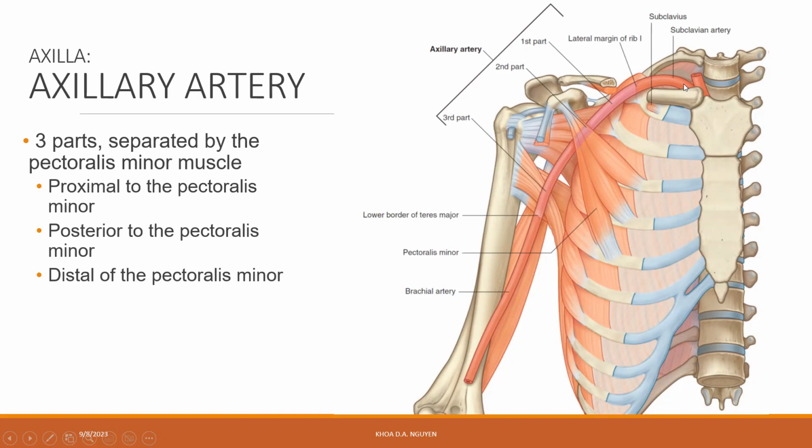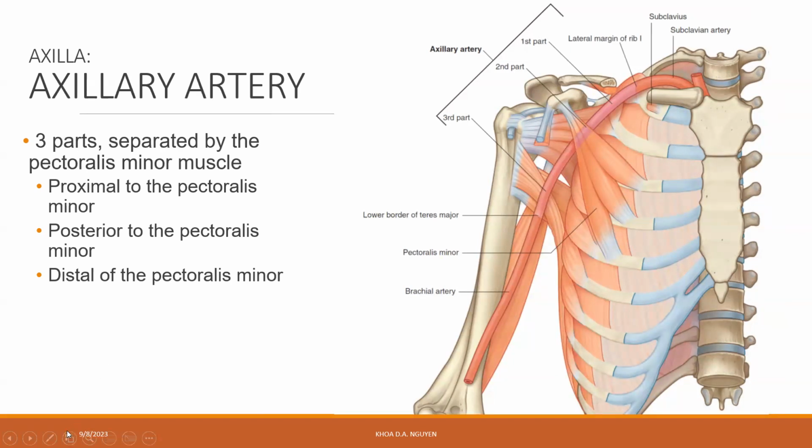It is going to course upward, superiorly like this, and then curve down inferiorly, and then it's going to pass the point between the clavicle and the first rib, which, if you remember, is the inlet of the axillary fossa. And when it passes into the axillary fossa, it is going to be renamed into the axillary artery. Now, the axillary artery is going to be divided into 3 parts, and these 3 parts are divided based on their relationship with the pectoralis minor muscle right here.